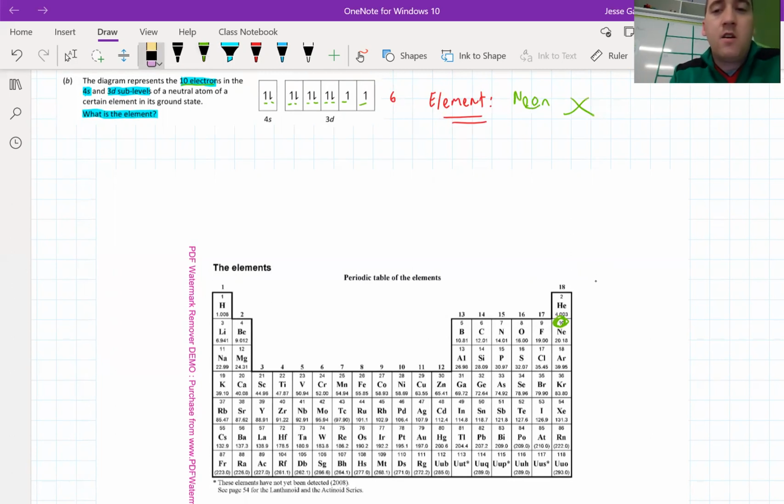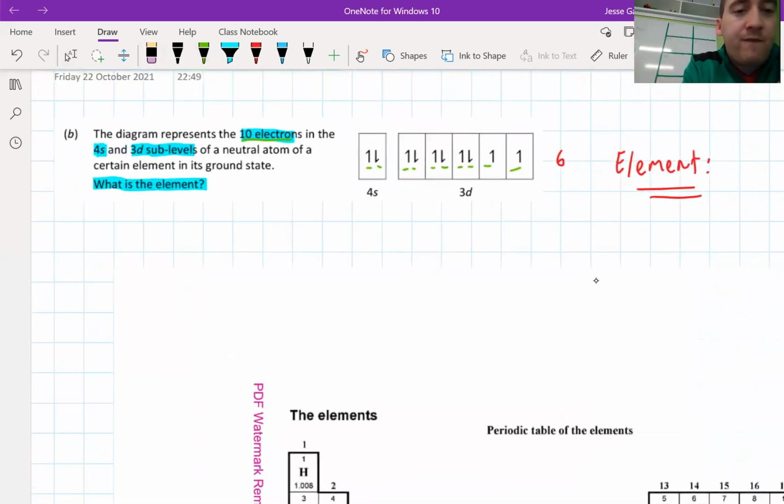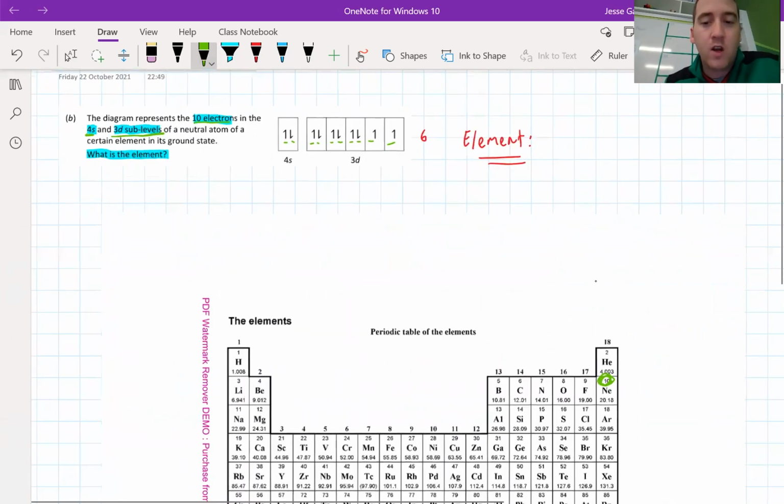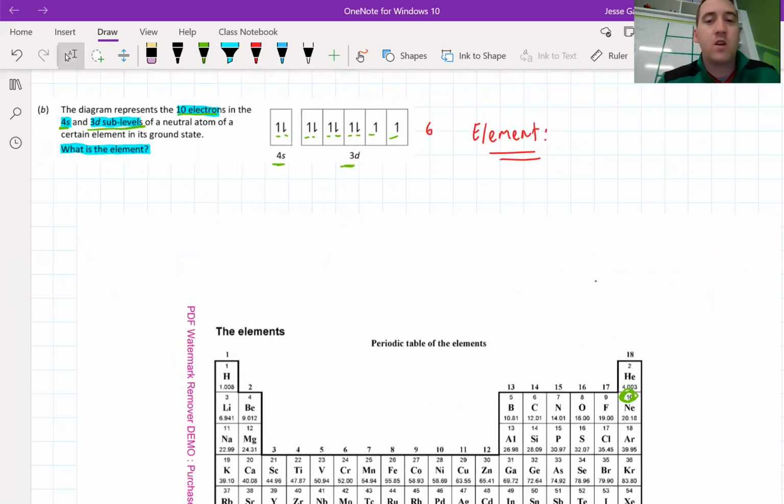Now, it's wrong because it's telling us that these 10 electrons are in the 4s and the 3d sublevels. That means there's other electrons here that haven't been talked about. This is only the electrons in the 4s and the 3d. So everything before this must also be full, because the electrons would not be in the 4s and the 3d if it wasn't already full. So we don't actually know how many electrons there are in total. So we need to use the periodic table to work out what element this is.